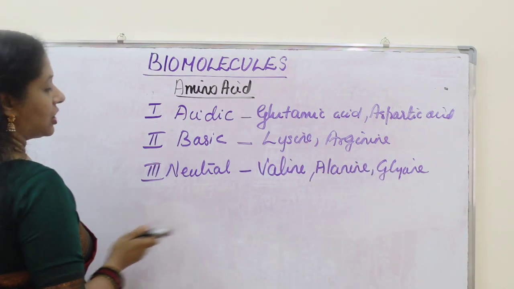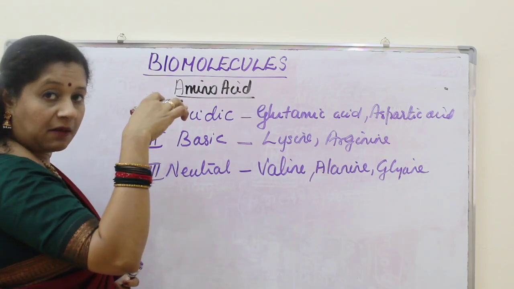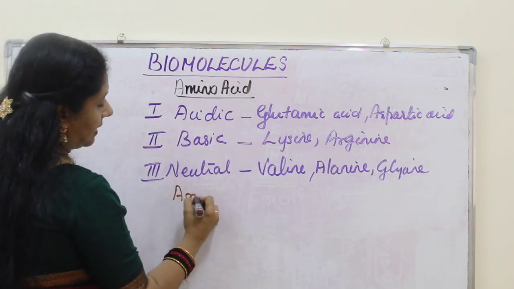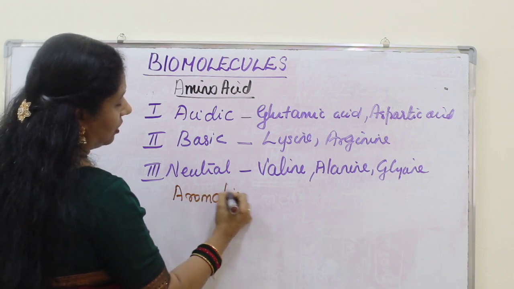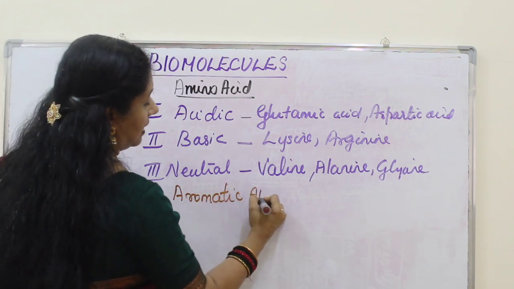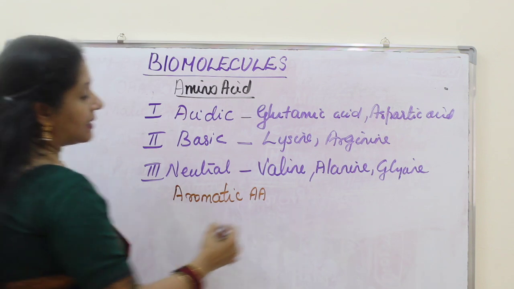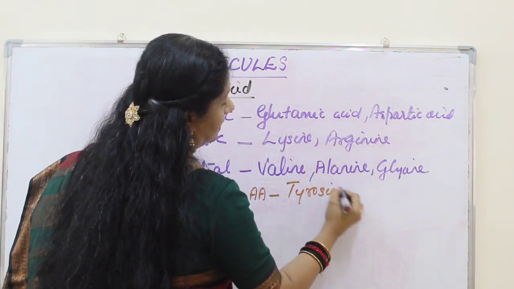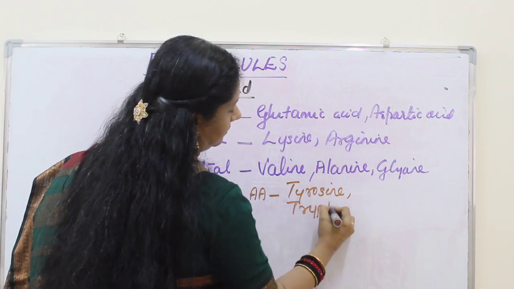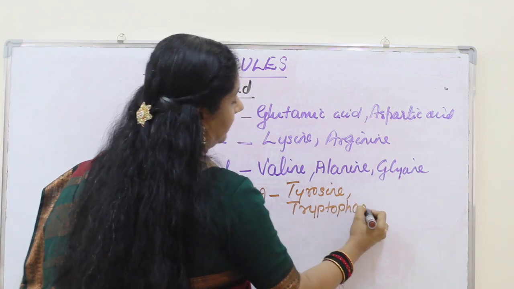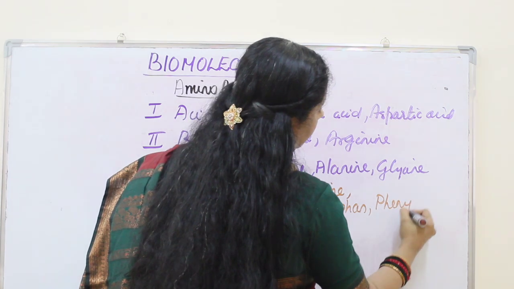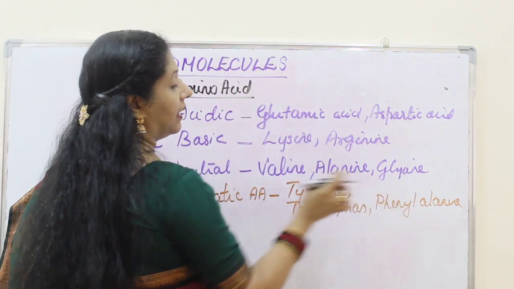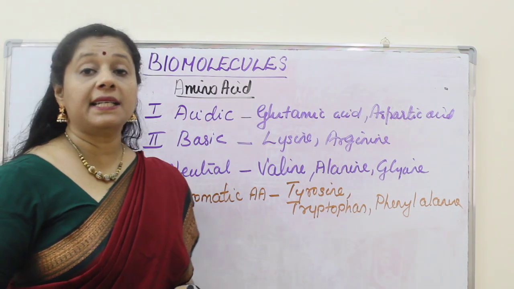Now another classification of amino acid, or the third type. The first type was based on the R group, the second type was this, and the third type is the aromatic. They have an aromatic group as the R group, aromatic amino acids. Examples only you have to study. One is tyrosine, then tryptophan and phenylalanine. Just learn the names. Tyrosine, tryptophan and phenylalanine are the aromatic amino acids.